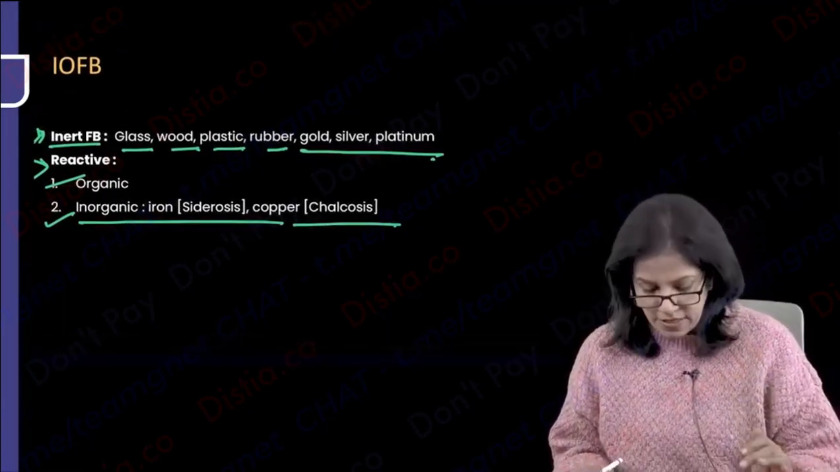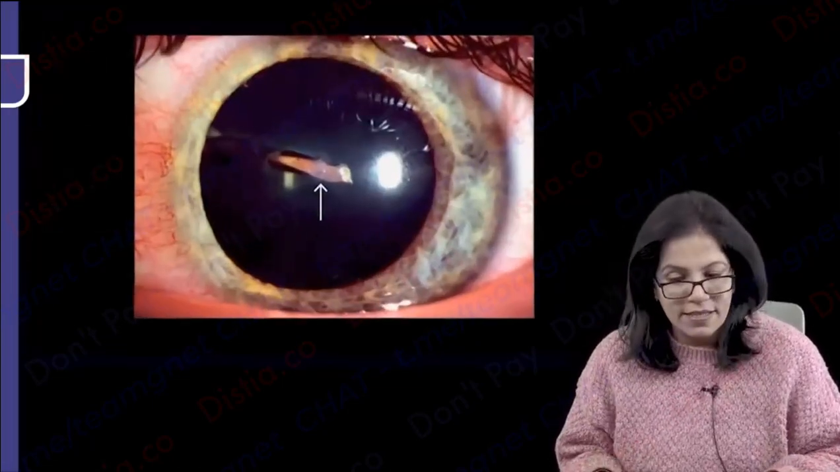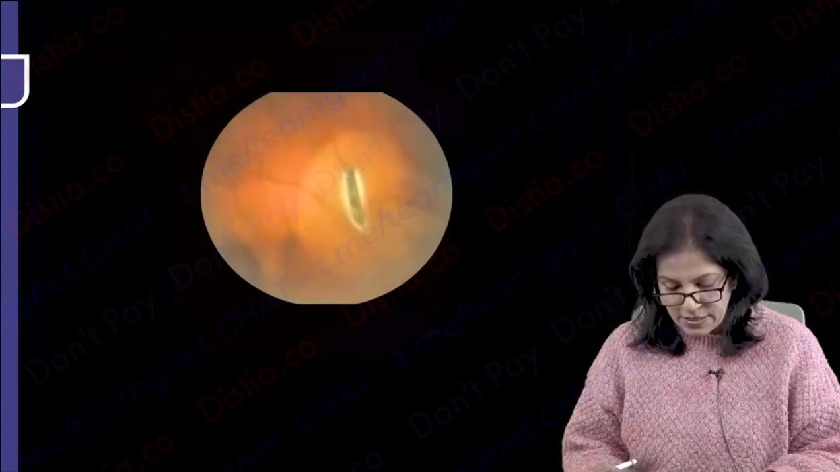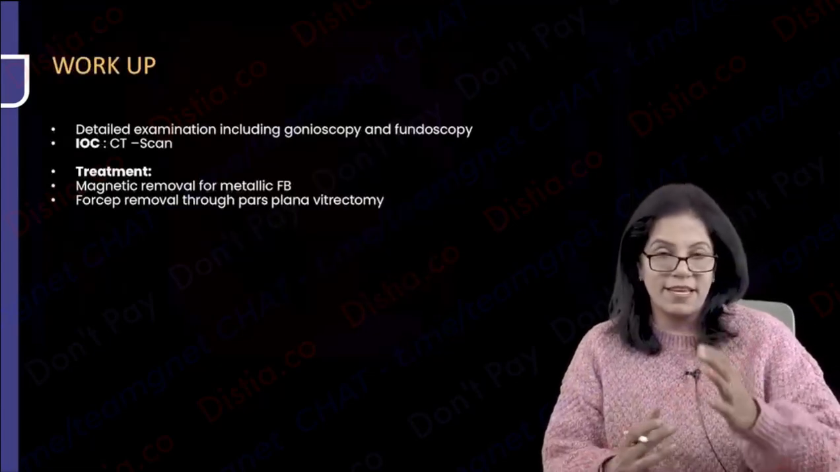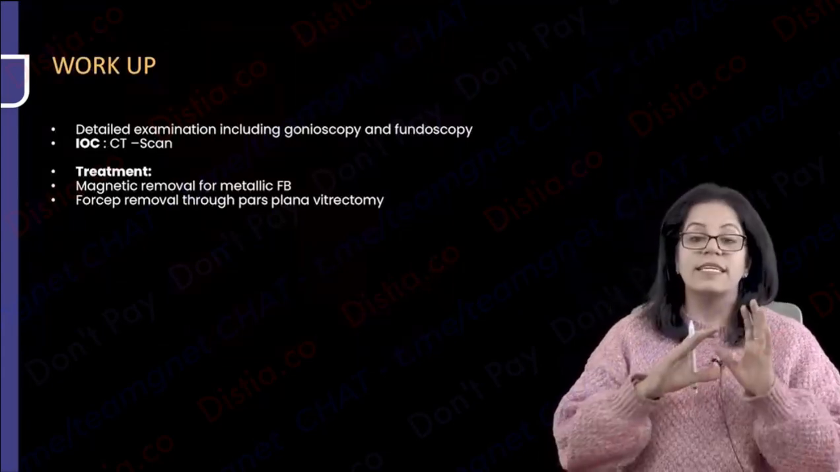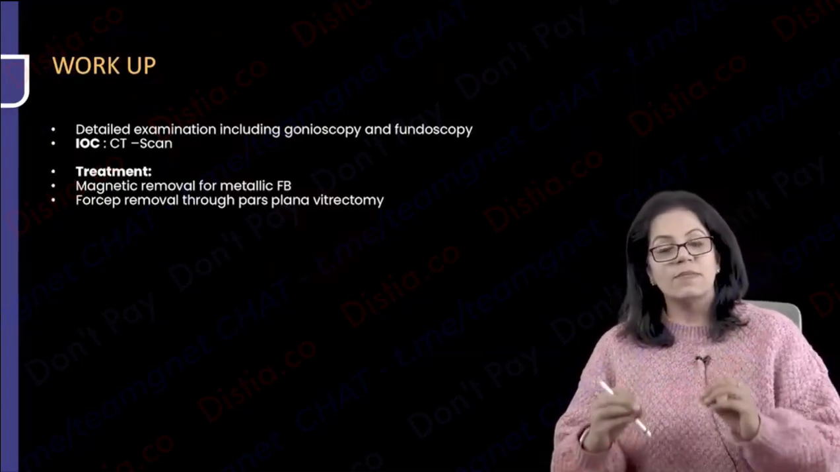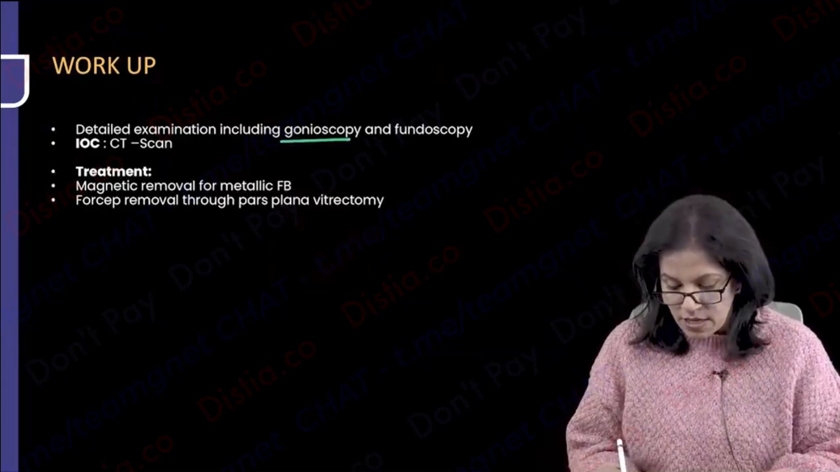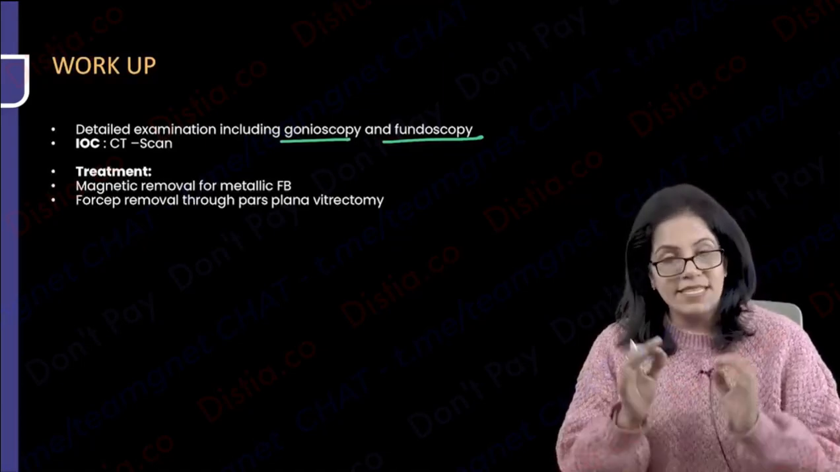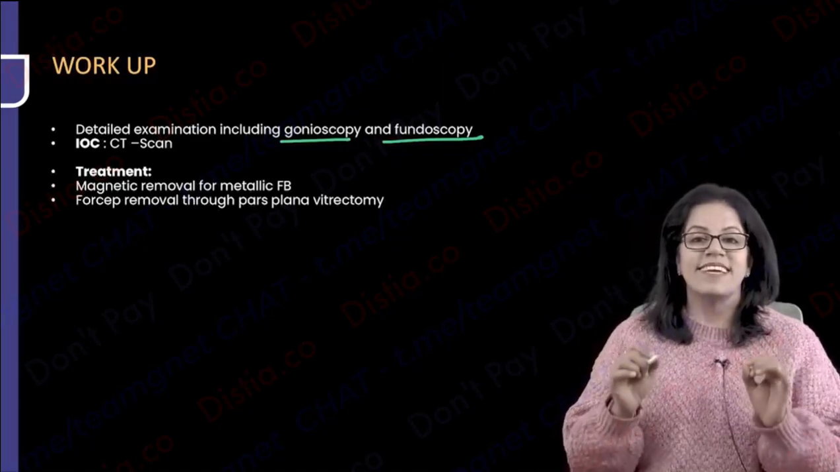We know what are the three effects it can cause. So, we can see this is one intraocular foreign body here. This one is on the retina, in the posterior segment, in the vitreous. So, how do you work up a case of an intraocular foreign body? We have to do a detailed examination, not only of the anterior segment and posterior segment, we also have to do gonioscopy, and for the posterior segment, we are doing fundoscopy.